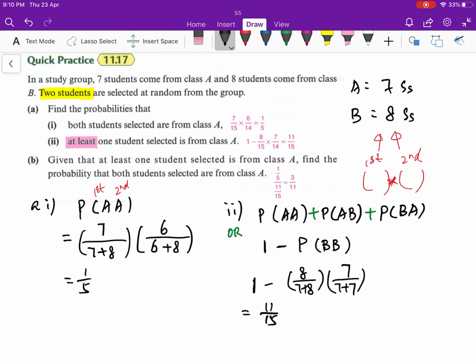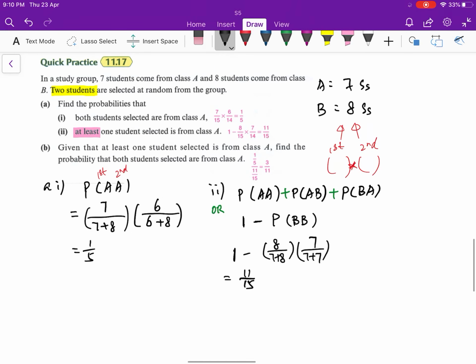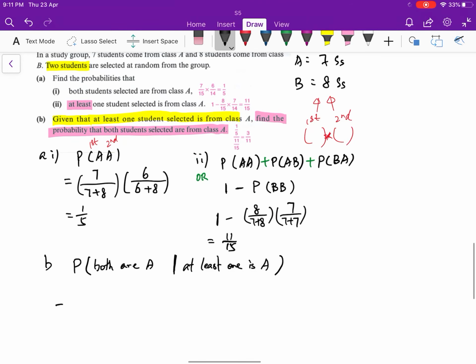Now we go to the B part. B part is conditional probability, okay? They give you "given that". Even though A1, A2 are also conditional probability, they are a much easier version. So now, again, given that, find the probability. This is event A and B. So now, B part, try to mark it down. Given that at least 1 comes from A, find the probability that both are A.